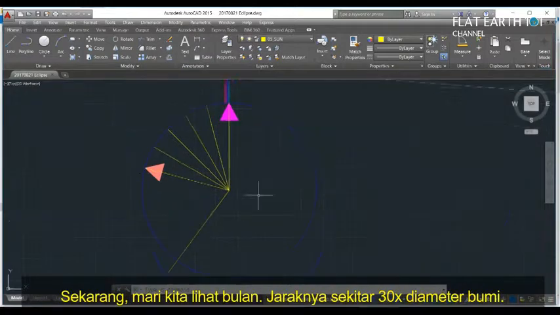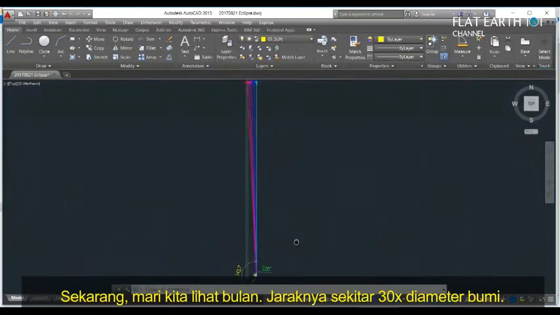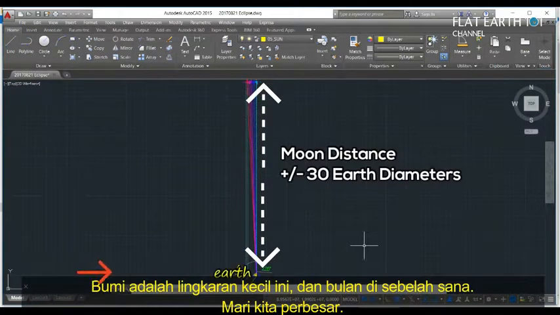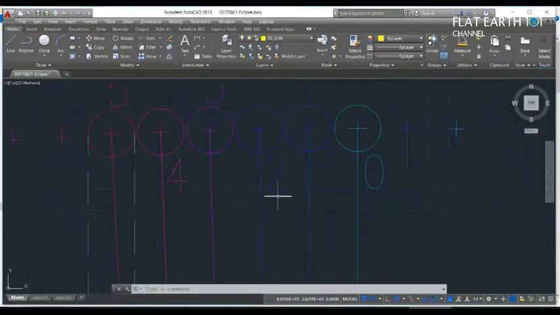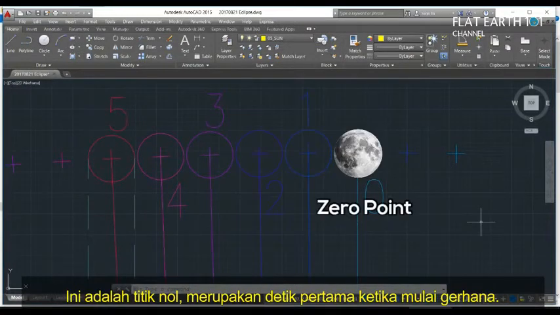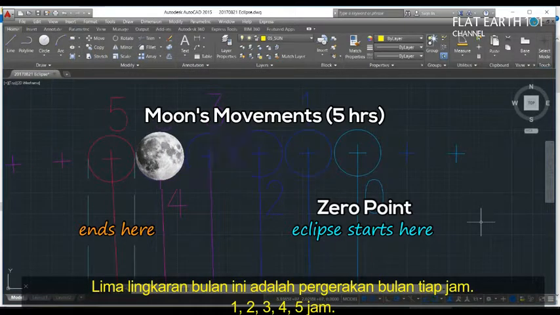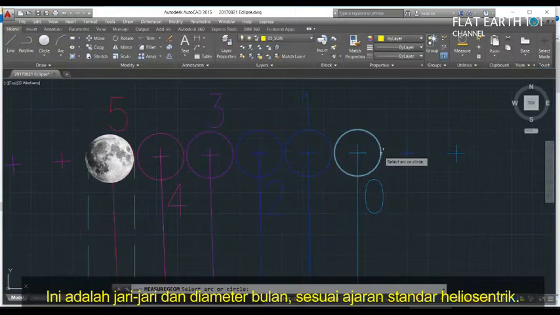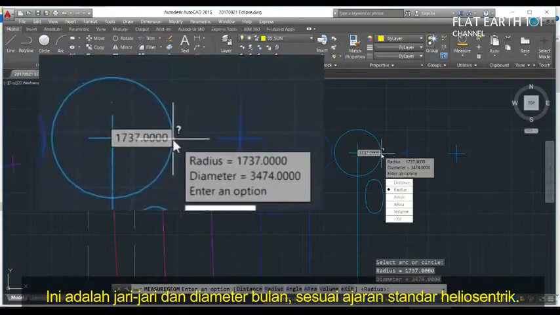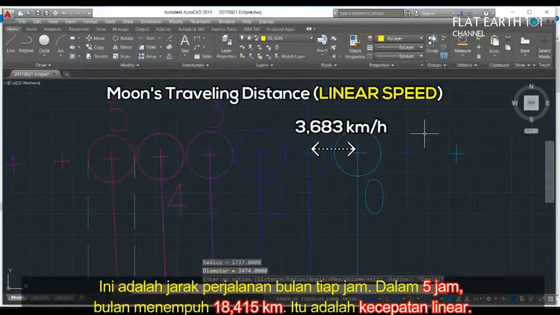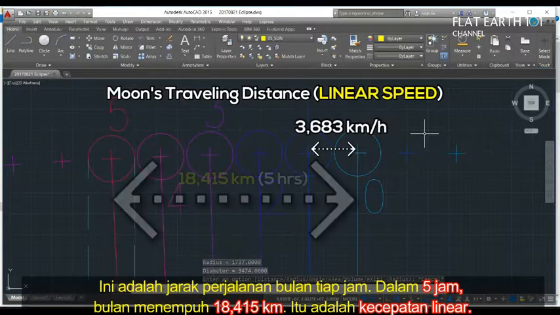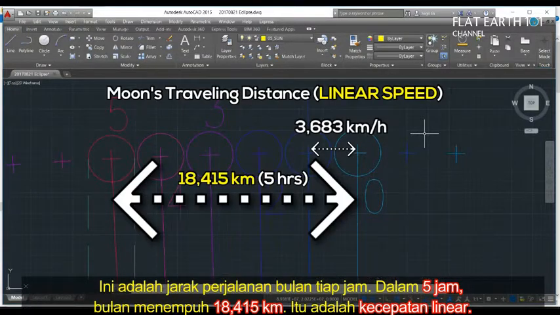Now let's go to the Moon. It's 30 Earth diameters away. The Earth is a small circle over here, and the Moon is over there. Let's zoom in. This is the Moon at 0 point when the first second of partial eclipse started. These 5 moons represent its movements every hour, 1, 2, 3, 4, 5 hours. This is the Moon's radius and diameter according to standard heliocentric. This is the Moon's traveling distance every hour. Within 5 hours, it travels 18,415 kilometers.